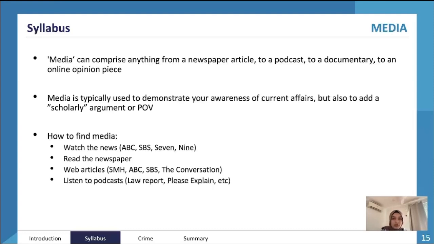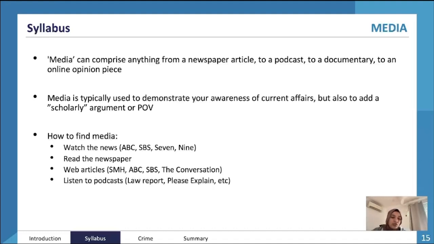SBS, ABC, whatever you want to watch, just turn on the news and have a look. Read the newspaper, right? I know reading the newspaper sounds ancient, but you can even subscribe to an online newspaper if you want to. Really, just make sure you have access to any form of news.